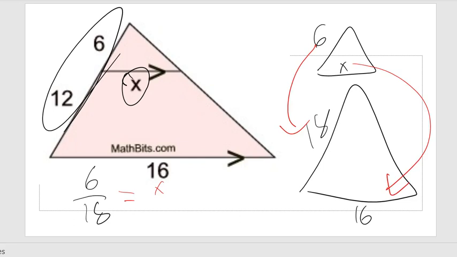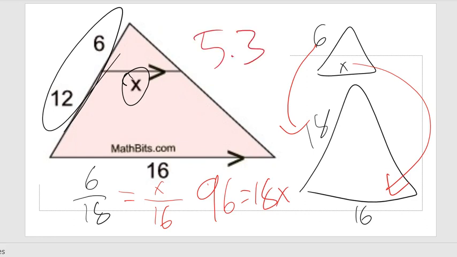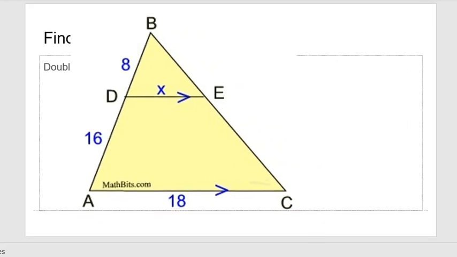So x over 16, cross multiply, I get 96 equals 18x. And all I have to do is take 96 divided by 18, and you get a decimal, which is fine. You get 5.3 repeating, so I'm going to write that line above it, which means it repeats forever. Alright, 2 more problems in this one.